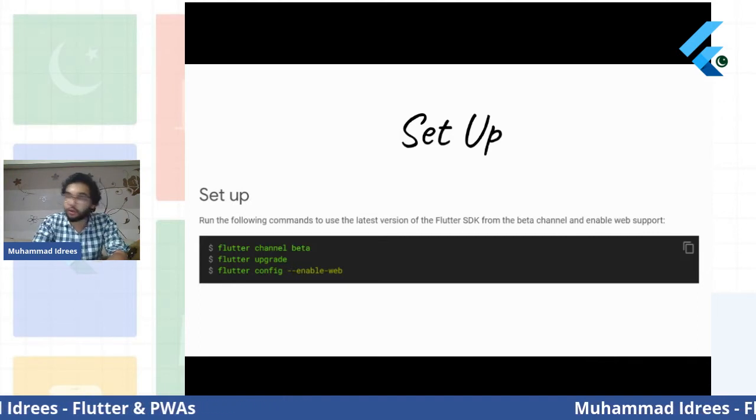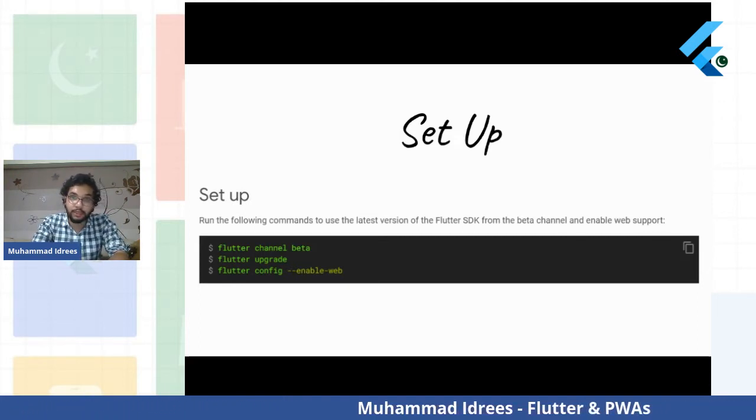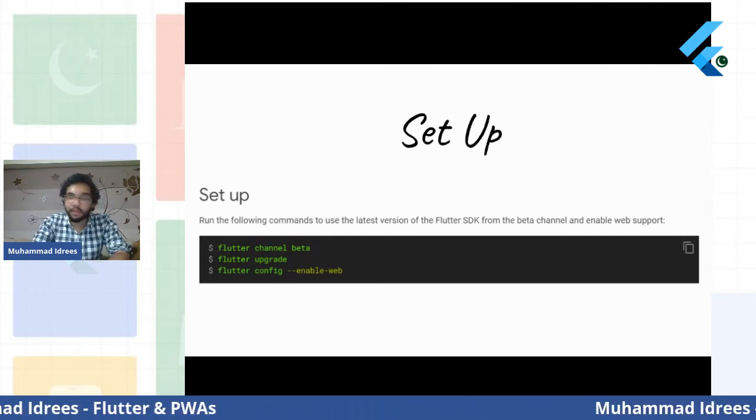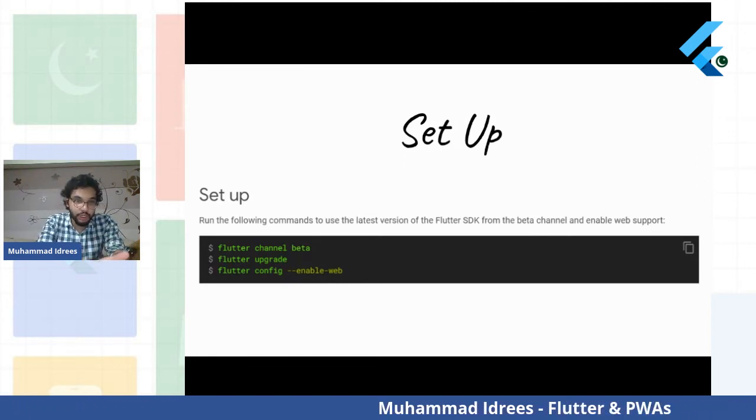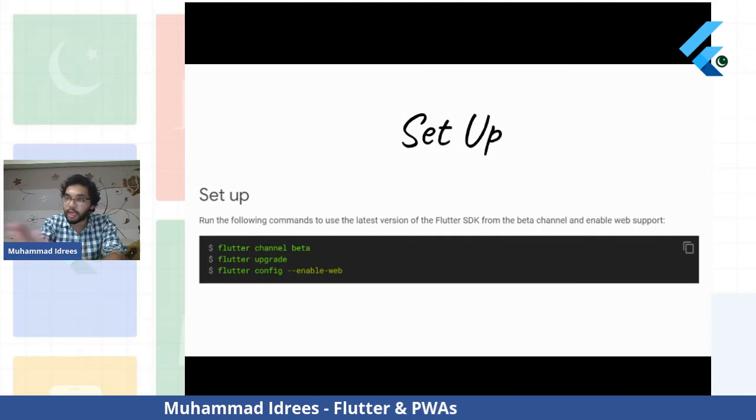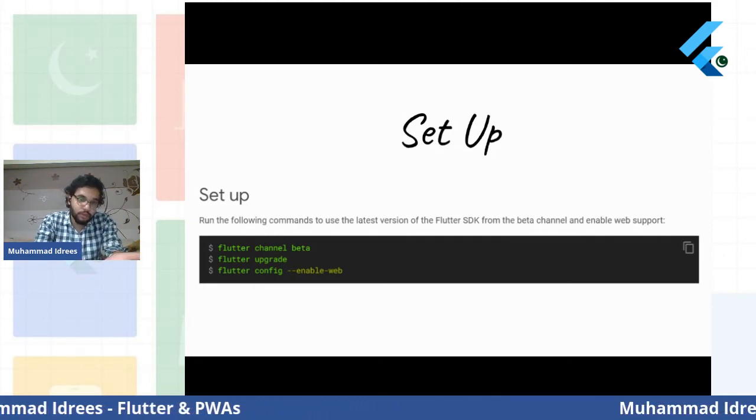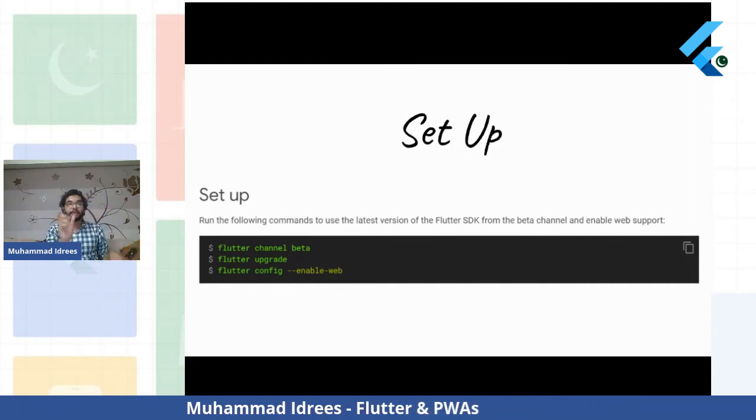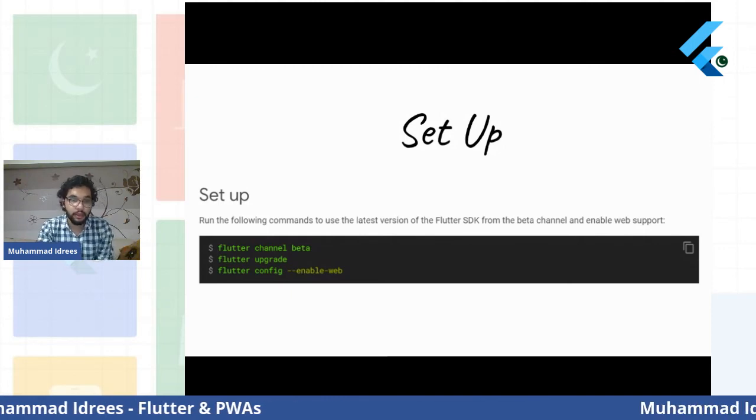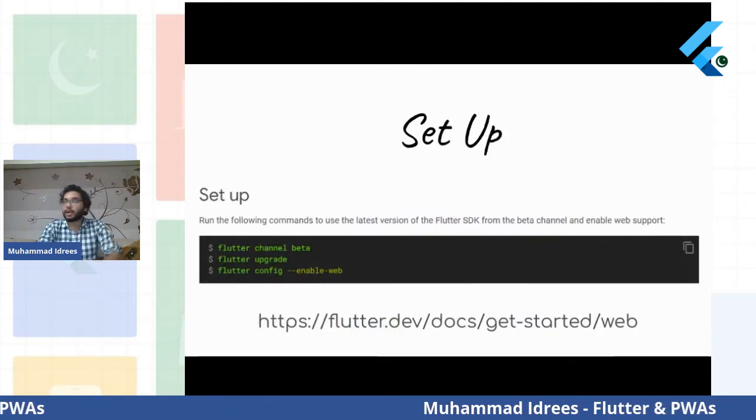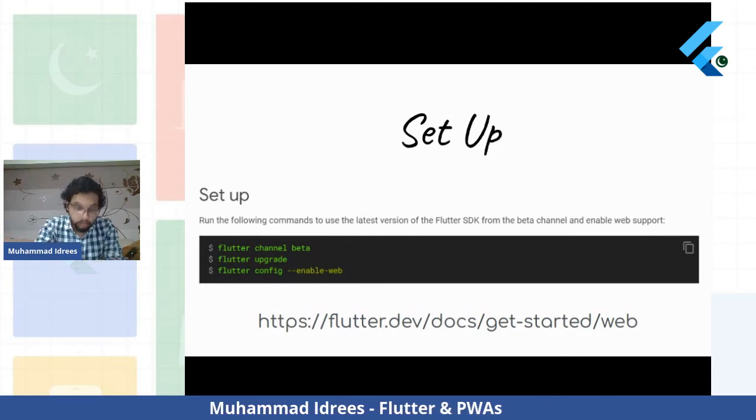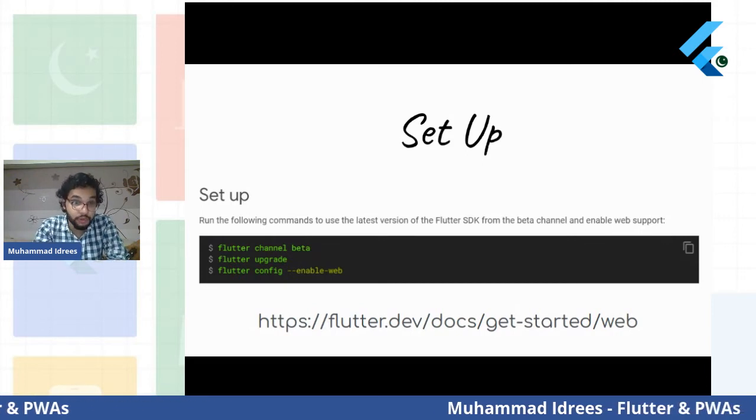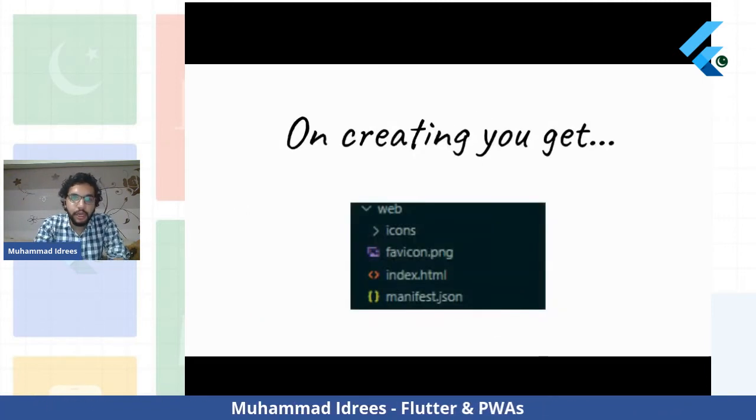So you need an initial setup. Today is 17th September, and Flutter Web is still in the beta channel. So to use Flutter Web, you have to change your channel to Flutter Web. In the command line, just type flutter channel beta. Upgrade is optional, if you want to, and then flutter config --enable-web. That command does the magic and enables web for you. If you want a deeper dive into getting started with web, you can go to the official docs and review those later.